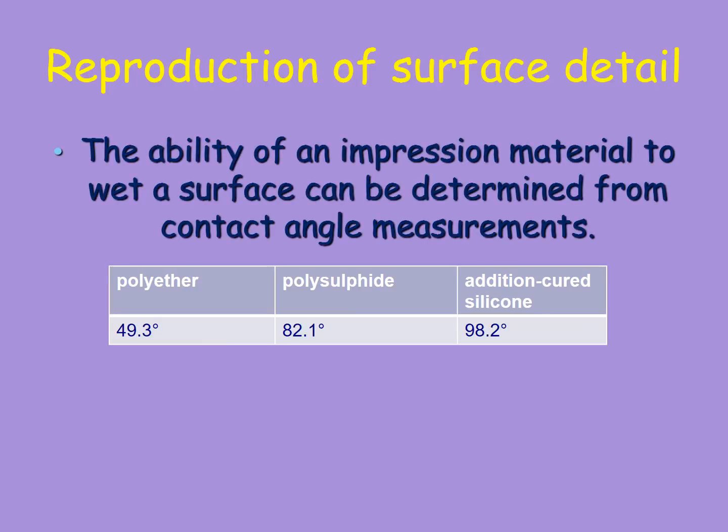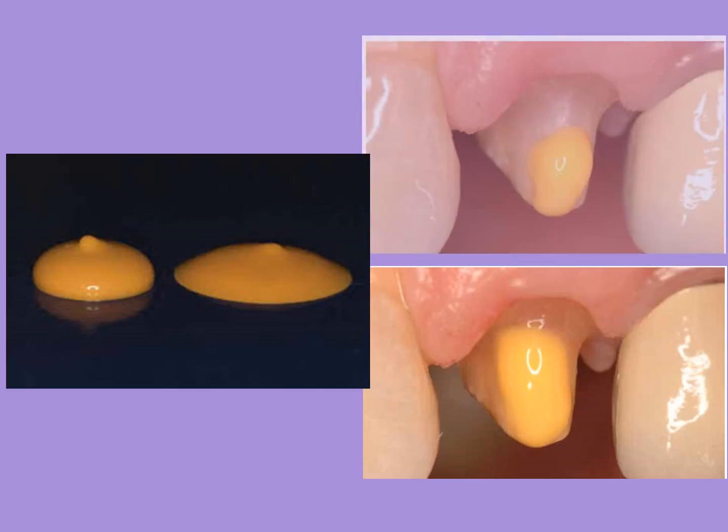The ability of an impression material to wet a surface can be determined from contact angle measurements. From this point of view, polyethers are the easiest, since they have a 49.3-degree angle. This picture shows the material with different consistency in order to explain wettability. When the angle is less, such as polyether, it will cover more surface area.